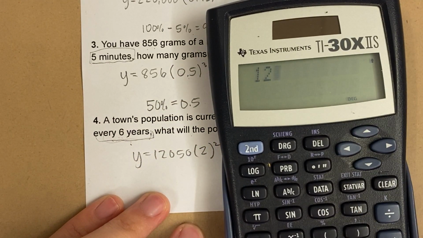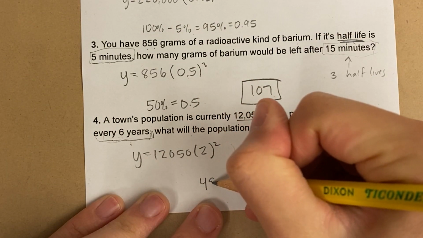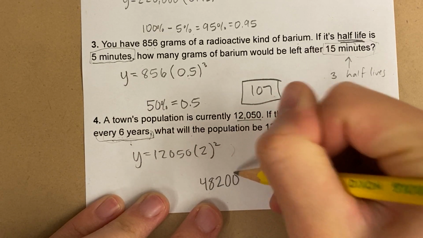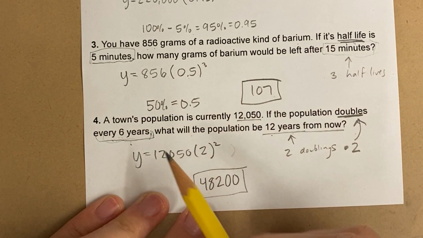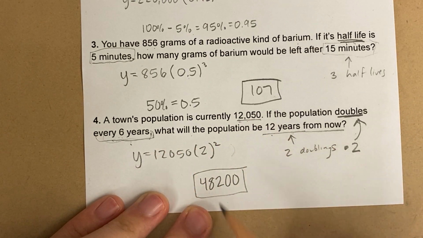So I'm going to put 12,050 times 2 to the power of 2. You could even put times 4, right? But 482. And you can see, you could have even just put in your calculator 12,050 times 2 times 2, right? And you would have gotten the same answer.